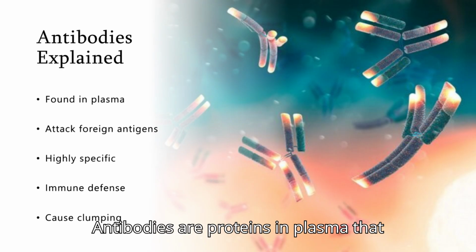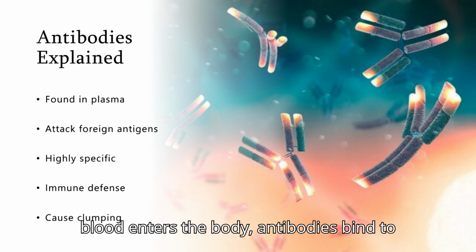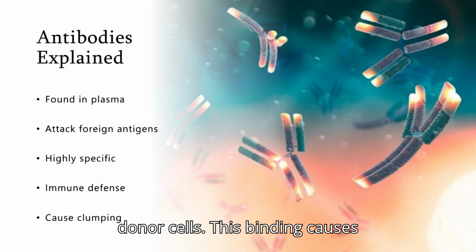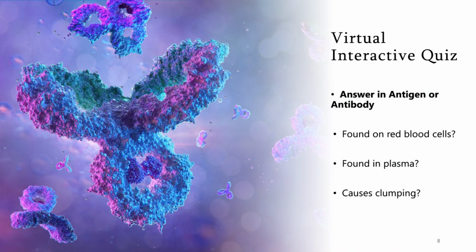Antibodies are proteins in plasma that attack foreign antigens. If incompatible blood enters the body, antibodies bind to donor cells. This binding causes clumping, which can be dangerous. Pause the video and answer the questions.